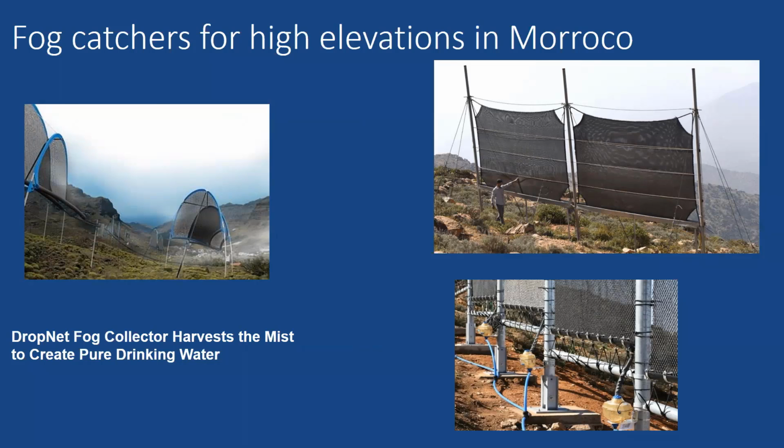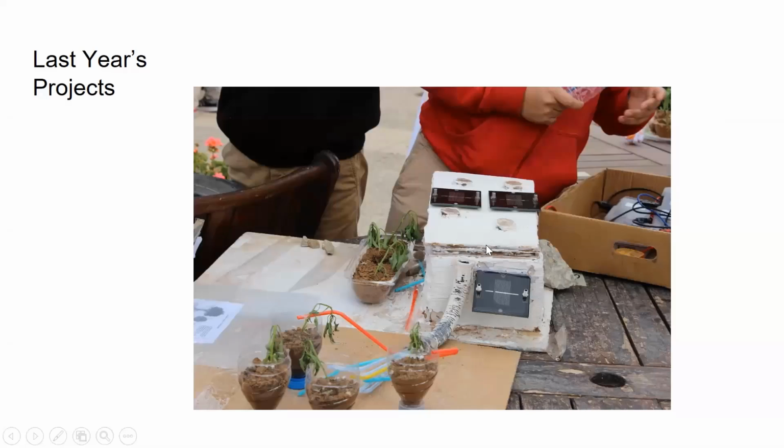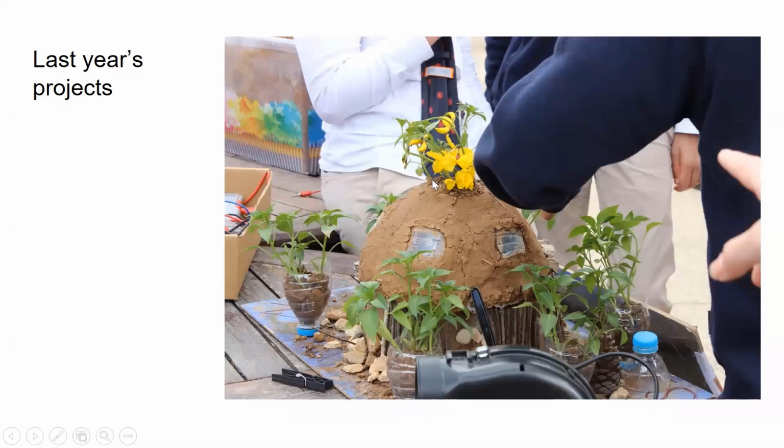fog catcher in Morocco. And also the design of the roof and the gutter could allow water to trickle down and be collected. So this is an example of how the house can collect water and send it into tanks. This is an example of a roof that can collect water as well by allowing it to trickle down, and it can be collected on the other end in tanks. Many students looked at the beetle. I recommend that you look at the beetle for inspiration for water collection.